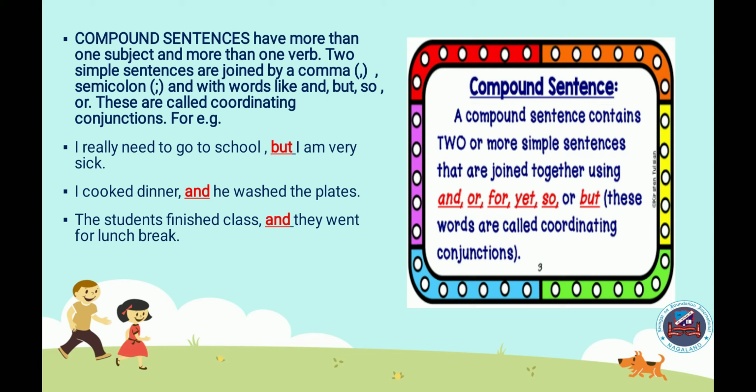For example, I really need to go to school, but I am very sick. Here, the coordinating conjunction but is joining the two sentences I really need to go to school and I am very sick. Likewise, in the next sentence, I cooked dinner and he washed the plates. Here, the coordinating conjunction and is joining the two sentences. Likewise, for the last example too, the students finished class and they went for lunch break. Here, the coordinating conjunction and is joining the two sentences.